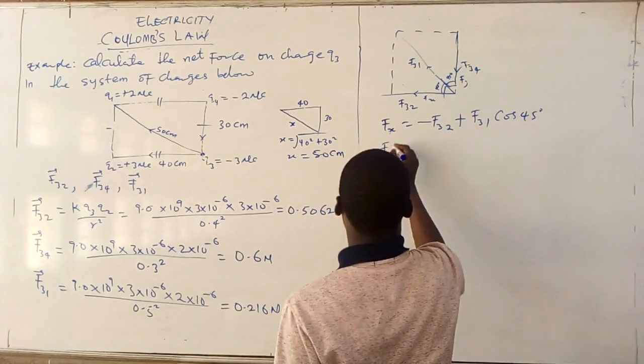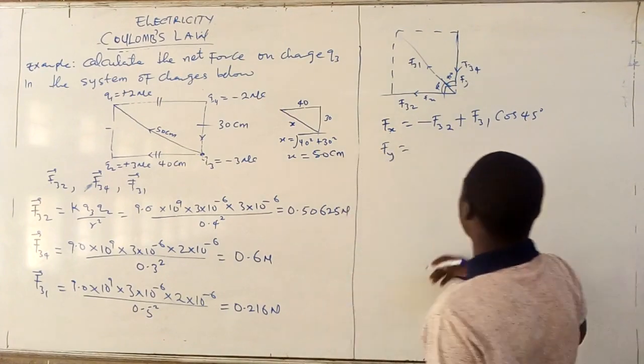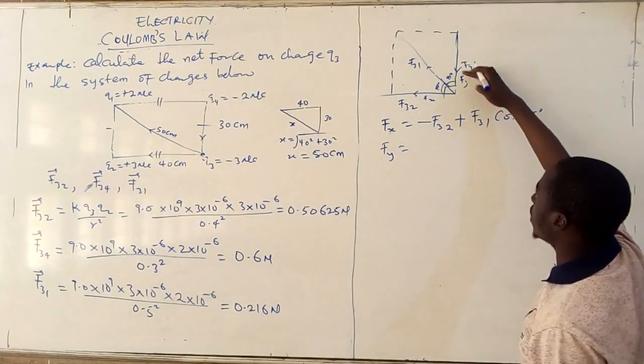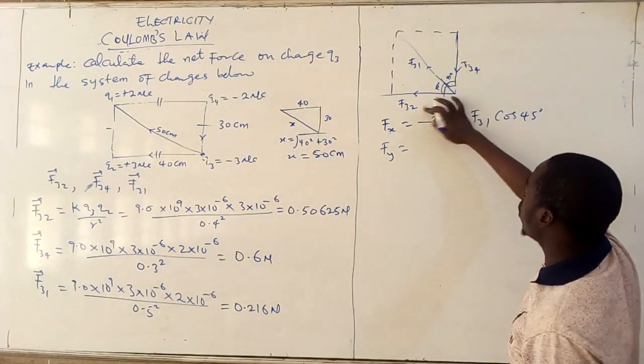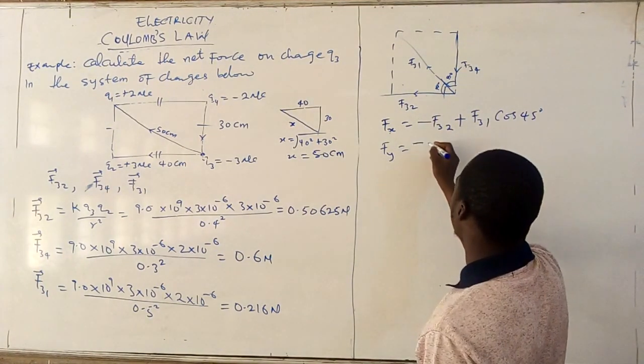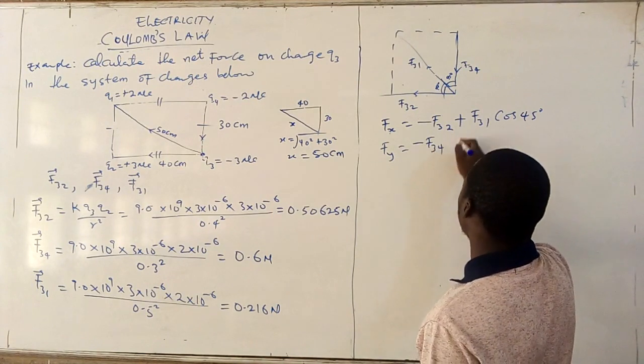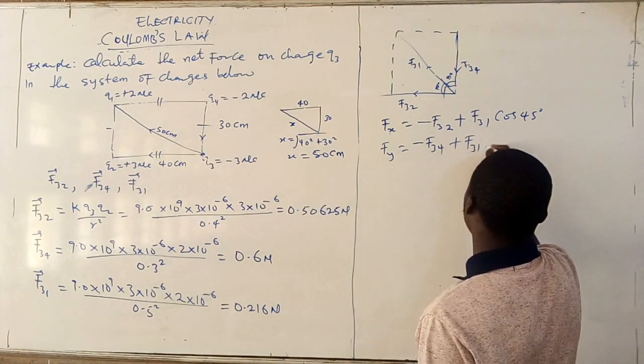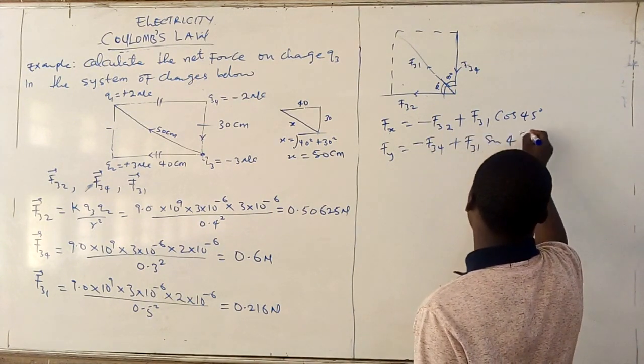Then for the fy is what? If you look at this one too, this first fy, it is also moving to the negative axis. Then we are going to have minus f34, then plus f31 sine 45 degrees.